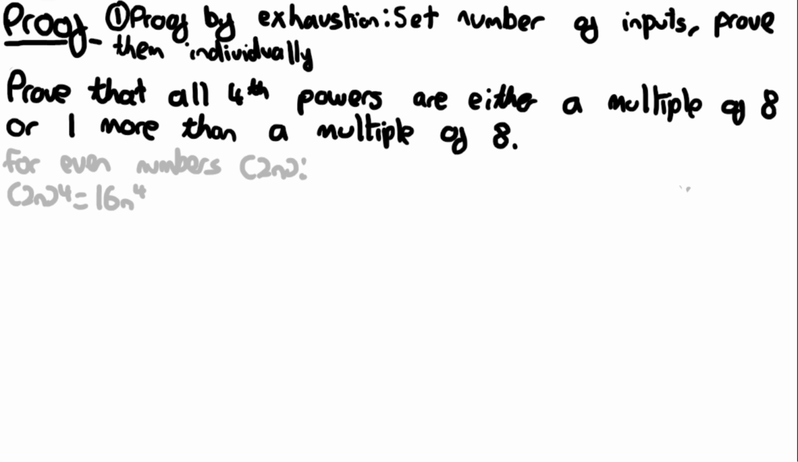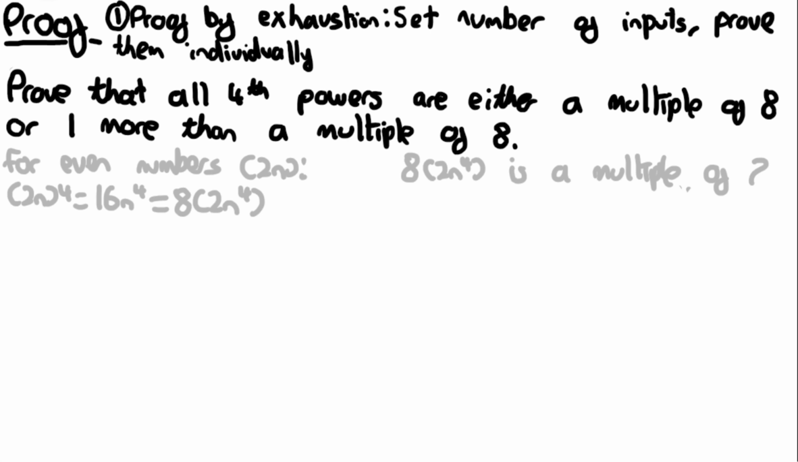Well, we can prove that this is a multiple of 8 by, and this is quite a useful tip for proofs in general, factorising 8 out of this to do 8 times 2n to the power of 4. And then as we're timesing 2n to the power of 4 by 8, this is going to be a multiple of 8, and if you times something by 8, it's obviously going to become a multiple of 8. So therefore we can say that 8 times 2n to the power of 4 is a multiple of 8. And therefore, we have proved for even numbers that it is going to be a multiple of 8. Again, because we times 2n to the power of 4 by 8, this whole thing is by definition going to become a multiple of 8. So we've proved it for even numbers.